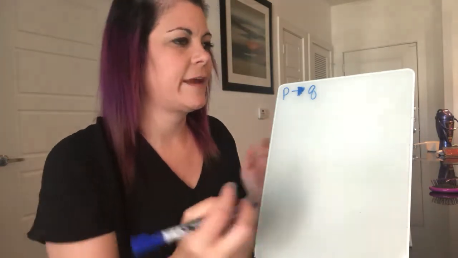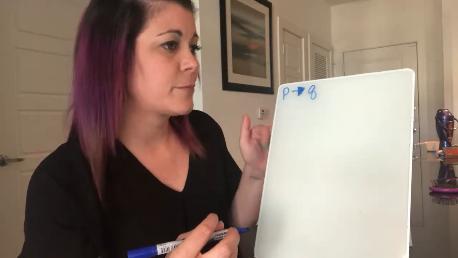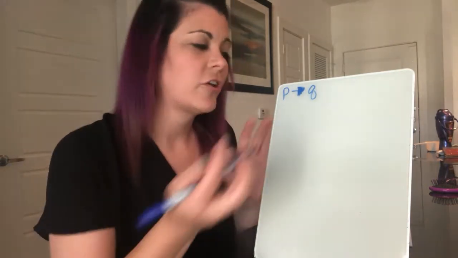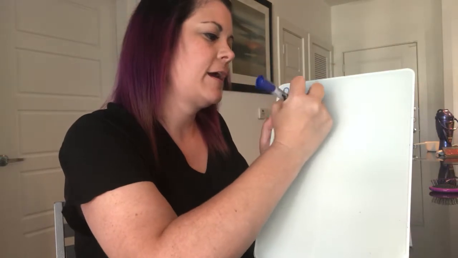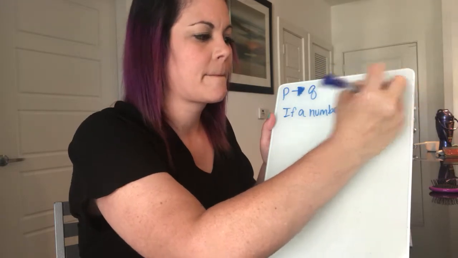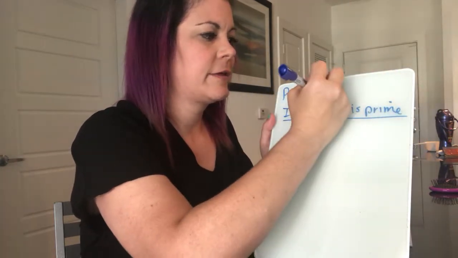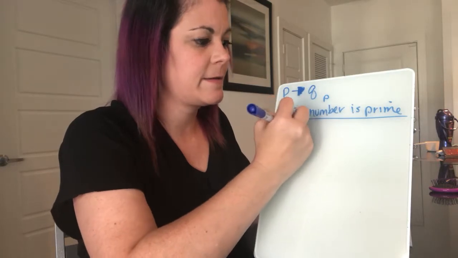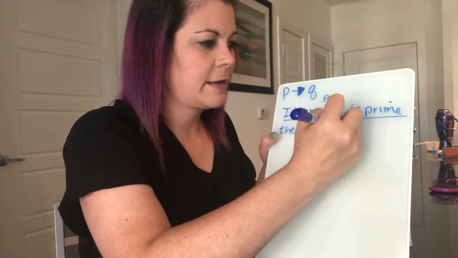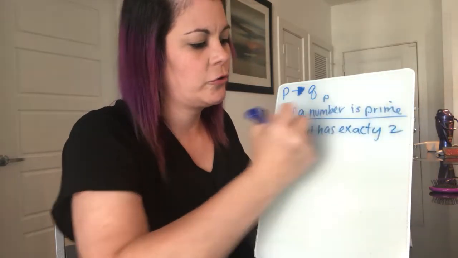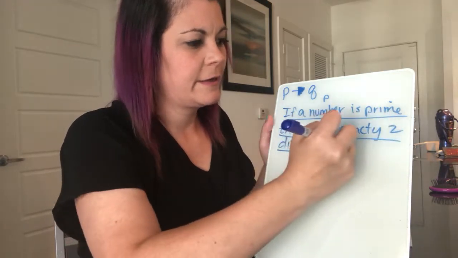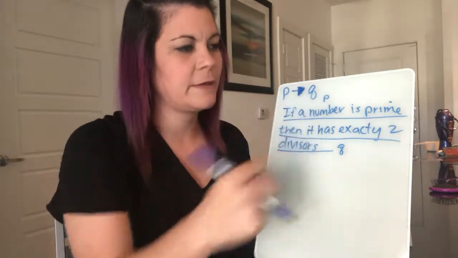And so, for example, if P is a number is prime and Q is a number has exactly two divisors, we would write that if a number is prime, that's your P, then it has exactly two divisors, which is your Q. So right here, that is your Q. Okay, so if P, then Q.